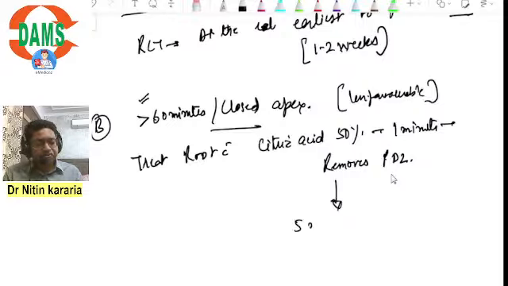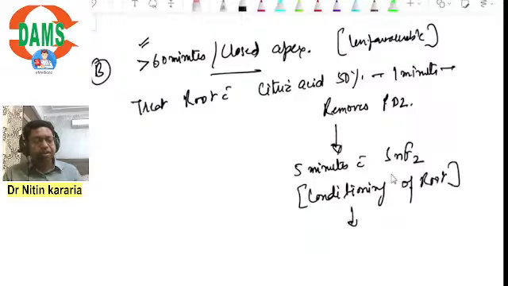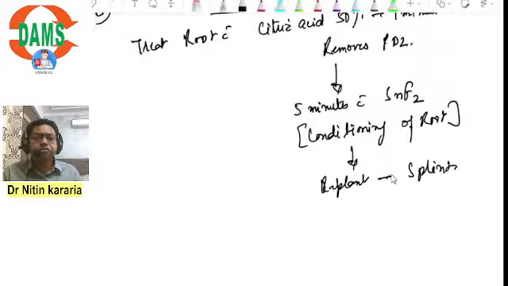Then 5 minutes with stannous fluoride. It helps in conditioning of the root. Then we replant the tooth and splint it. Duration of splinting remains the same, 7 to 10 days or 1 to 2 weeks as we have discussed above. If there is alveolar fracture, 6 to 8 weeks is the duration. Okay, followed by root canal. RCT 1 to 2 weeks later.